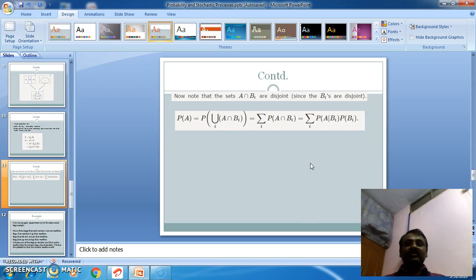Now note that the sets A intersection Bi are disjoint since the Bi's are disjoint. Now we can write P of A is equal to P of the union of A intersection Bi's, which is equal to the summation of probability of A intersection Bi with the variation of i, which is equal to the summation of P of A given Bi into P of Bi, where i varies.